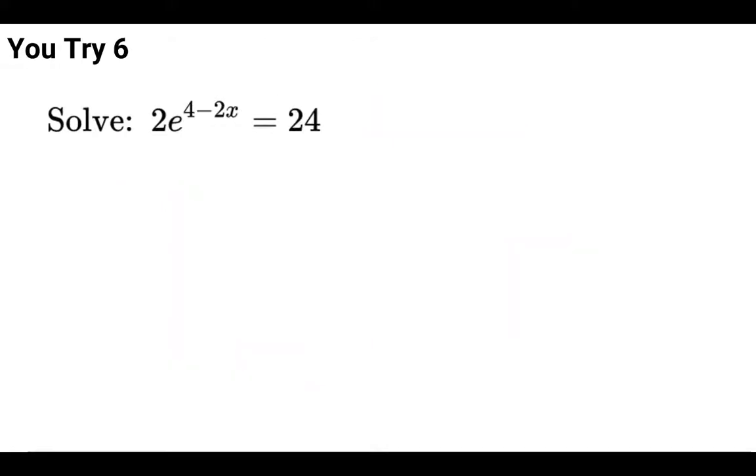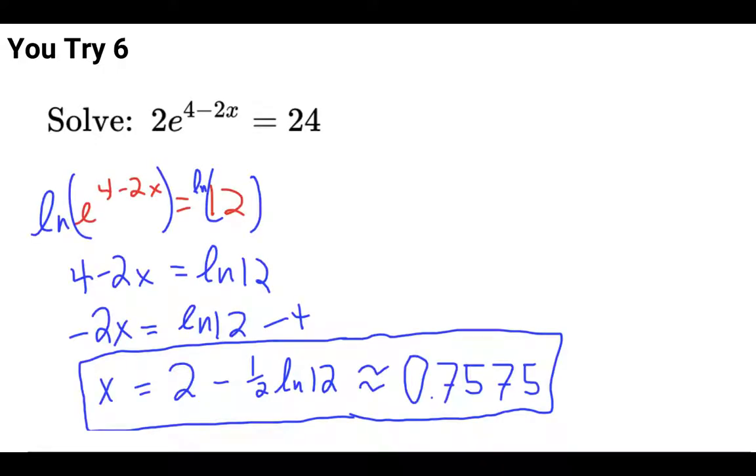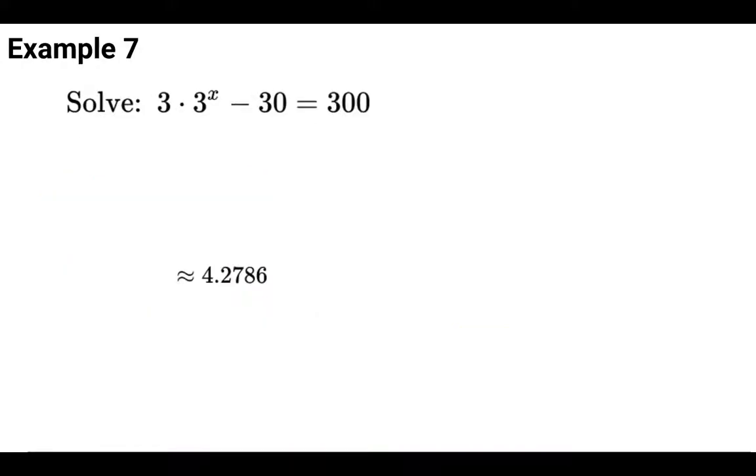Why don't you try an example kind of like that? Want to get the e to the x or e to the whatever by itself, and then we'll go from there. So pause the video, give this one a shot. And here's my solution for this one. You can see my workings out here, and I have an approximate solution of 0.7575. Let's do one more example like this.